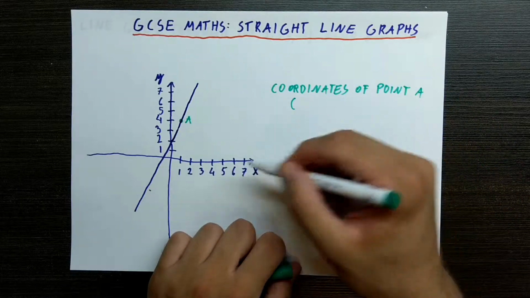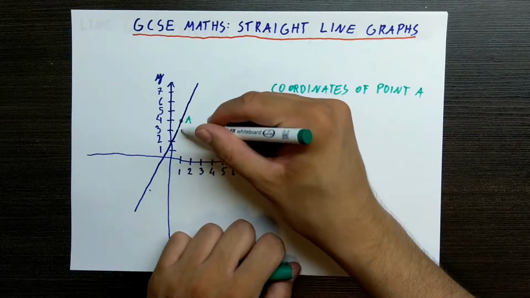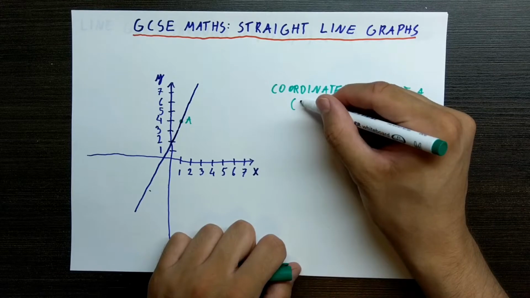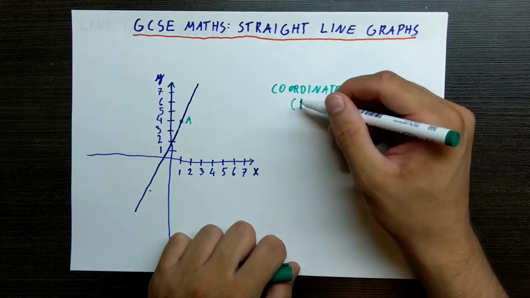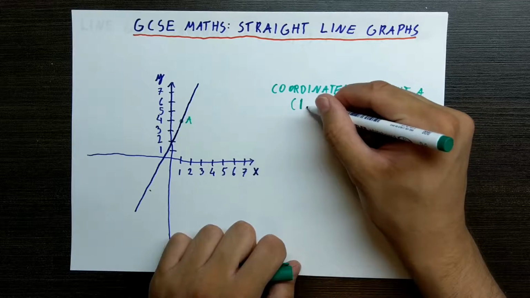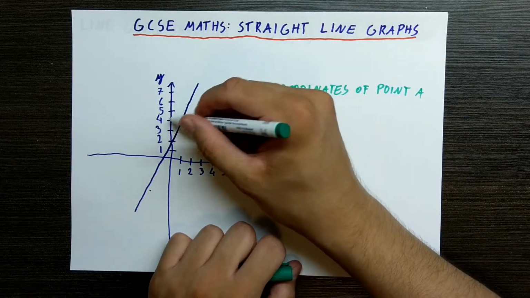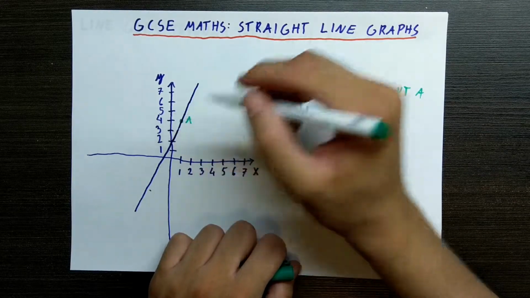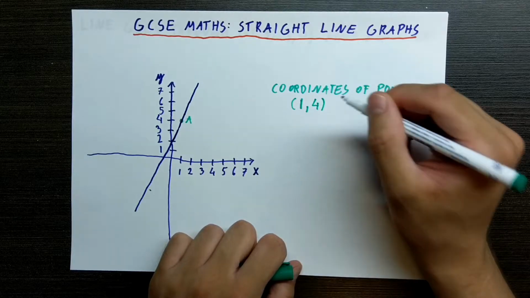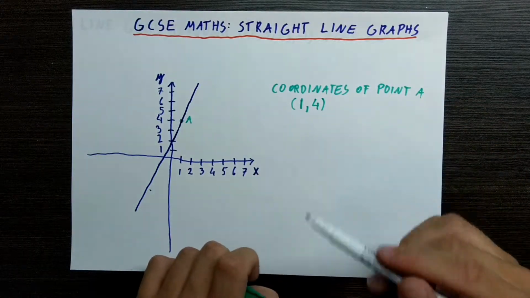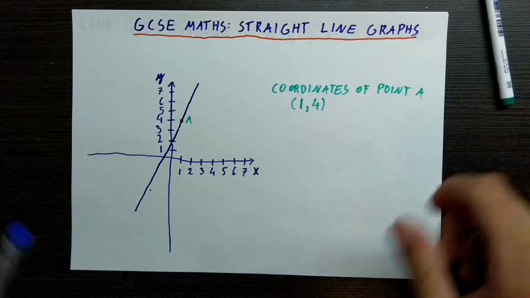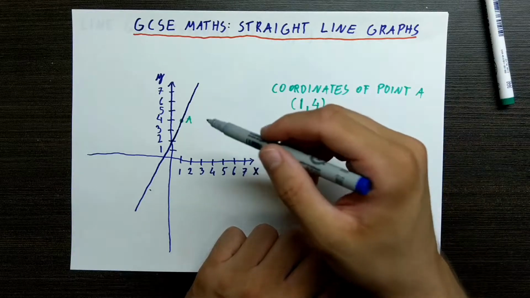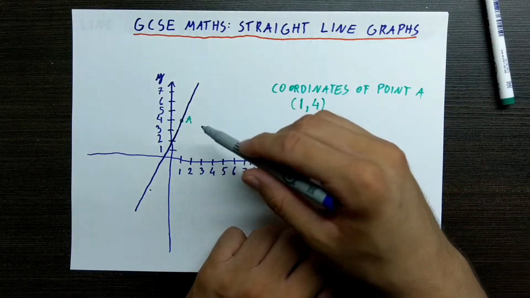First we look at what's happening on the x-axis. On the x-axis it is corresponding to number 1. So in coordinates, we always put the x-axis first. Then we put a comma and we look at what's happening on the y-axis, and it is corresponding to number 4. There we go. So that's the coordinates of point A, and this is the way we can express where on the graph the point A is that we are looking at.